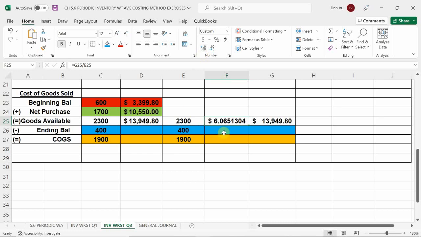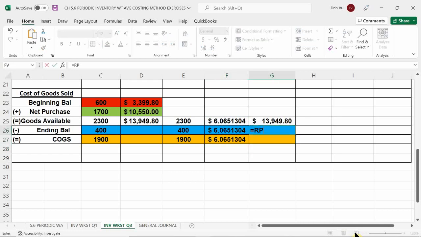Good. So if this is the average cost, then we can go ahead and multiply our numbers across. Equals ROUND, right? I want to know what 400 multiplied by the 6.0651304, comma, to end my equation, and I want it to be 2 decimal places. Boom. So I get $2,426.05.